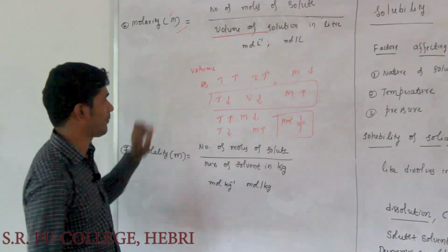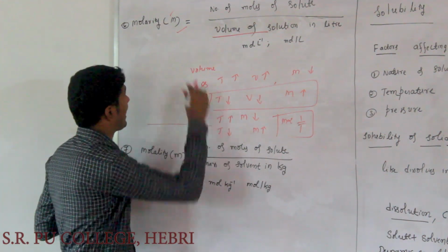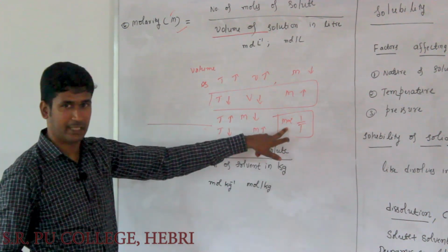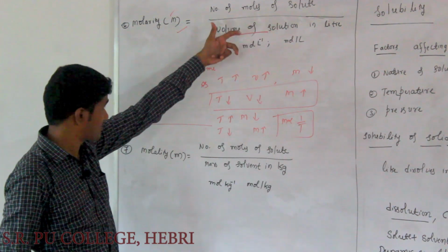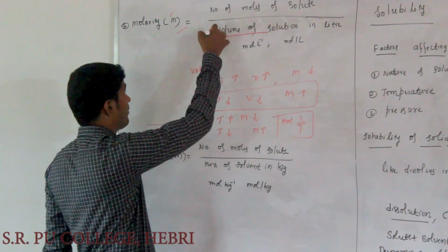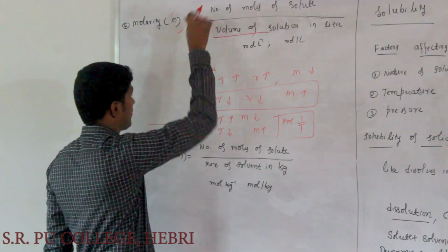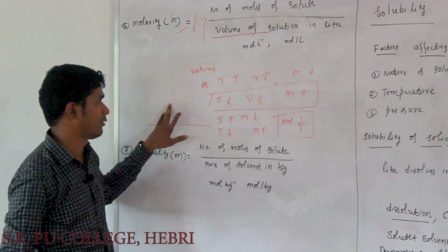This is important for 1 mark. They will ask how molarity of a solution is related to temperature. As temperature increases, volume increases. As the denominator increases, the whole term decreases. So this is how you calculate.